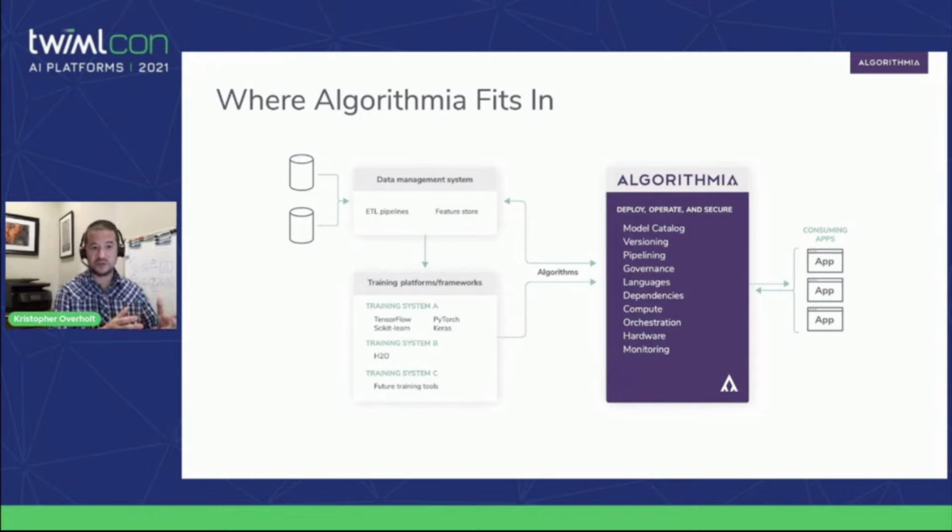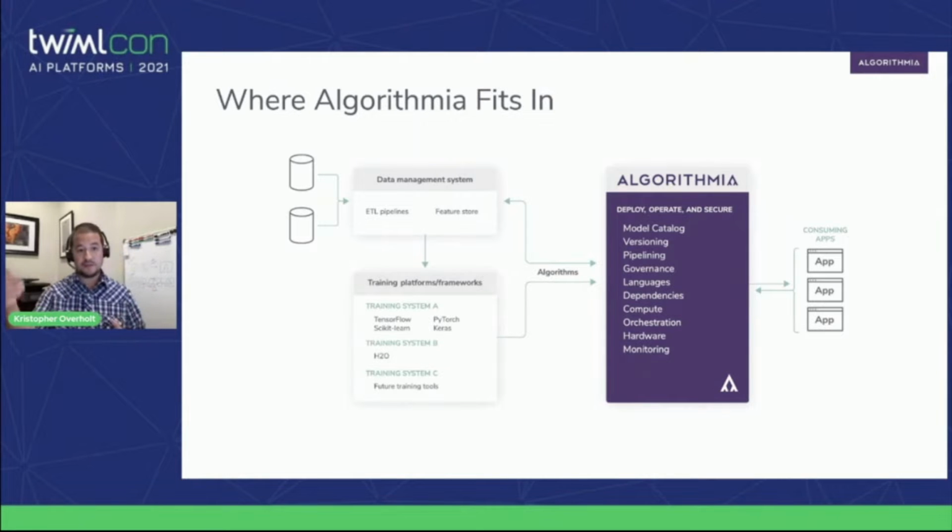And when those models are trained and serialized, they move into Algorithmia, which handles a number of things that we talked about earlier, some for data scientists, like the model catalog, versioning, pipelining, some for ops, like compute, orchestration, determining what runs on a CPU and GPU, things like that.